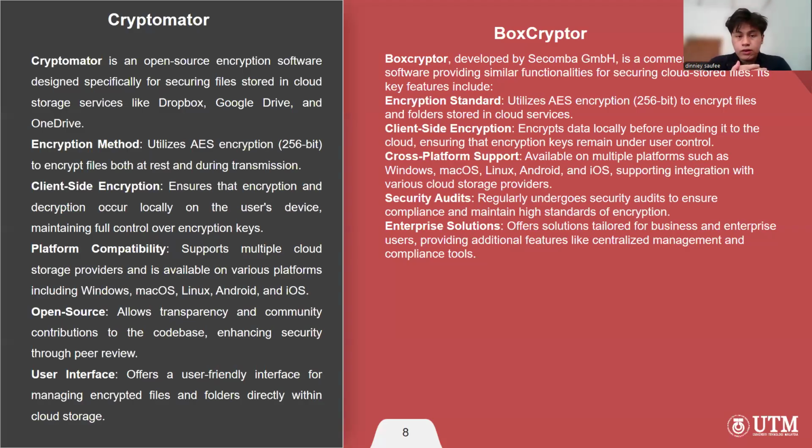Cryptomator, wonderful to focus on. It's an open source encryption software designed specifically for securing files stored in cloud storage services like Dropbox, Google Drive, and OneDrive. It utilizes AES encryption. It is client-side encryption. It is compatible with platforms like Windows, macOS, Linux, and Android OS. It is also open source, which allows transparency and community contribution to the code base, maybe making it more free and enhancing the security itself. And the user interface is friendly and easy to use.